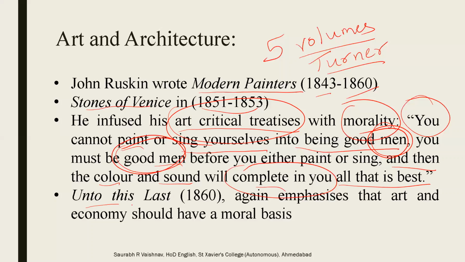Unto This Last, a very famous collection of essays, was published in 1860. I believe you have it in your acquaintances. In this particular work, he emphasizes that art and economy should have a moral basis. Unto This Last is a collection of 4 essays.